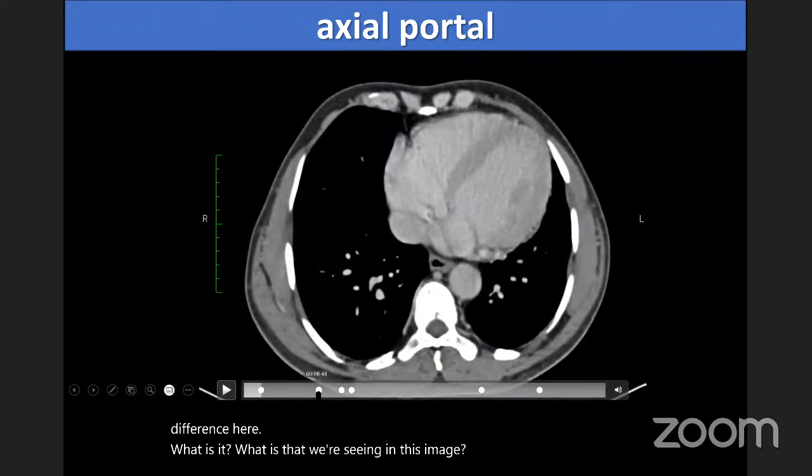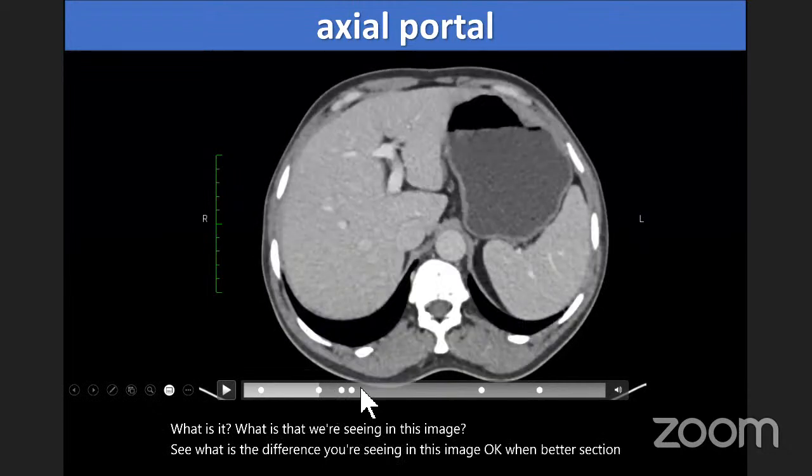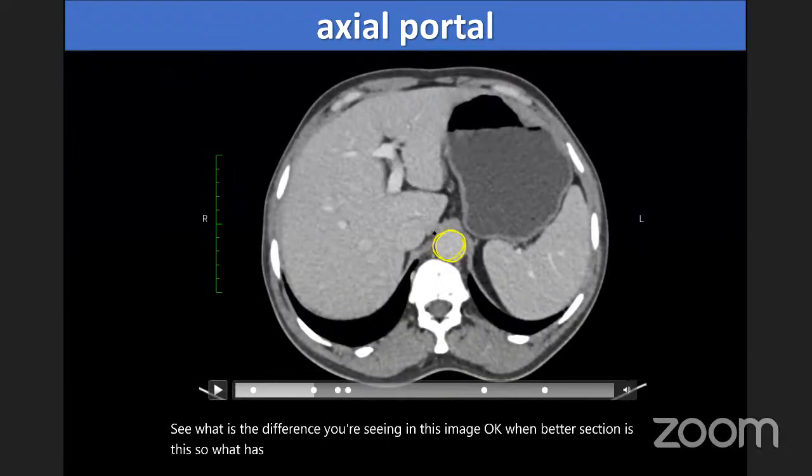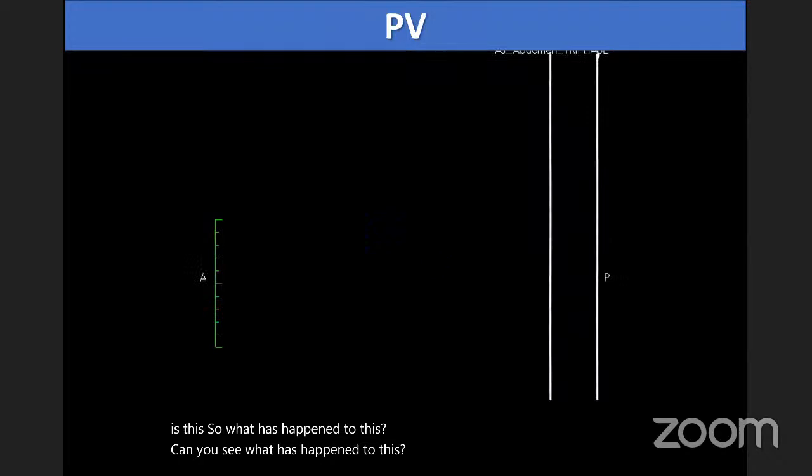See, what is the difference you're seeing in this image? Okay, one better section is this. So what has happened to this? Can you see what has happened to this? Okay, let me show you one more image before this.